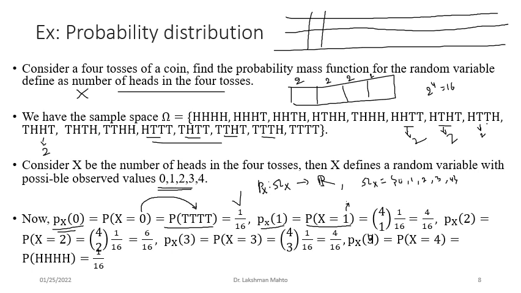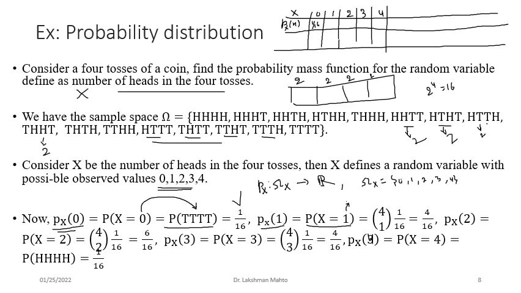So in the first row, take the value of x. So x is observing 0, 1, 2, 3, 4. So these are the possible values of x. Then in the second row, you can write the value of probability mass function. So you can see that the value of probability mass function at x equal to 0 is 1 by 16. So you can write it like 1 by 16.